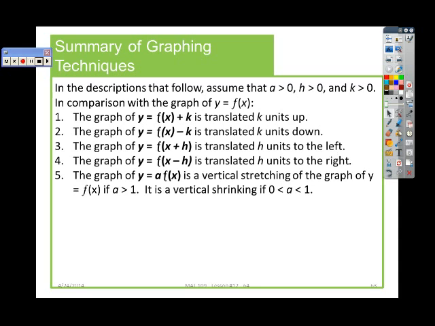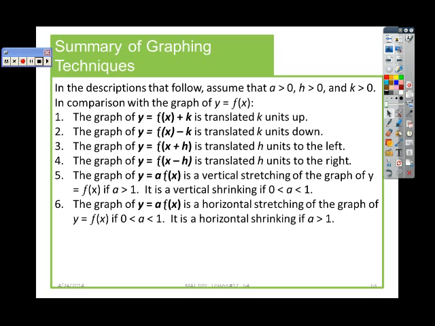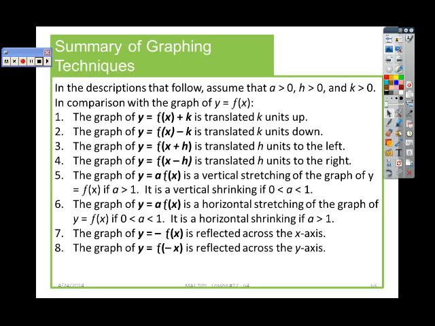If you multiply by a number greater than 1 outside the function, you pull it away from the x-axis. If you multiply by a number between 0 and 1, you squeeze it down toward the x-axis. If you multiply by a minus sign outside the function, that flips it up and down across the x-axis. If you have a minus sign inside the function, it flips it left and right across the y-axis.